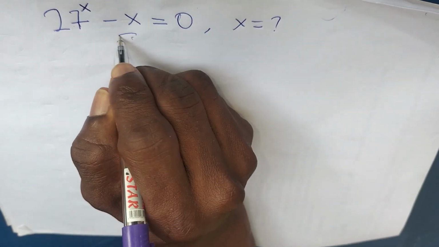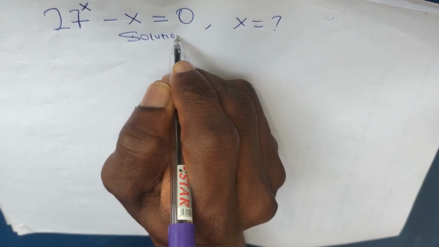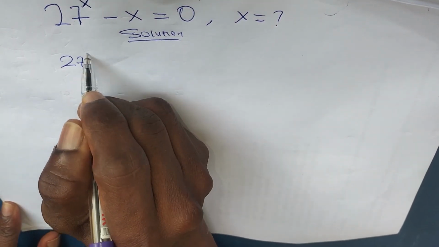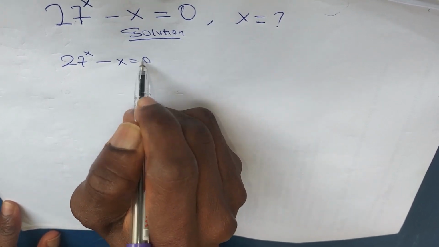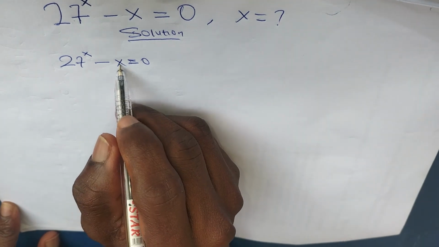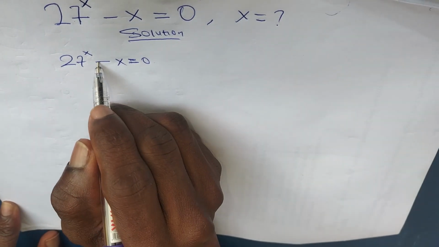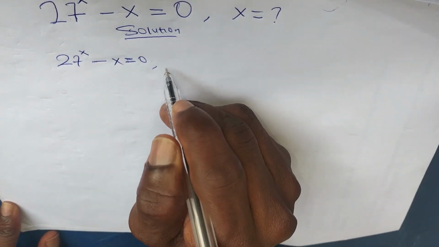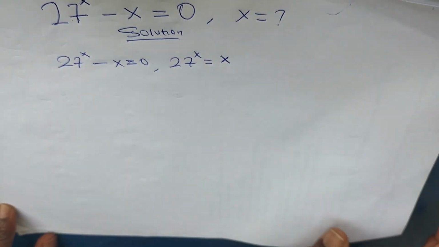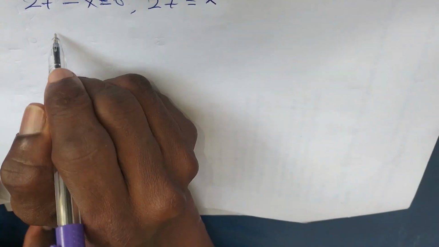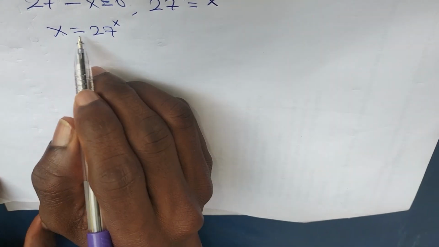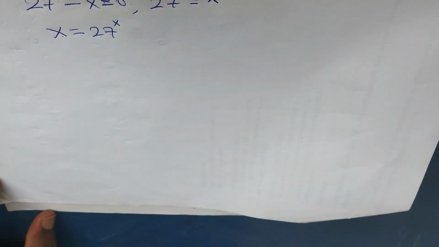So I can say solution. In order for me to solve this, I can say 27 to the power of x minus x is equal to 0. For me to solve this, I can bring this x to the right hand side, and this is a negative sign. If it's coming this way, it's going to be positive. So I'm going to have 27 to the power of x is equal to x, which I can rewrite as x is equal to 27 to the power of x.